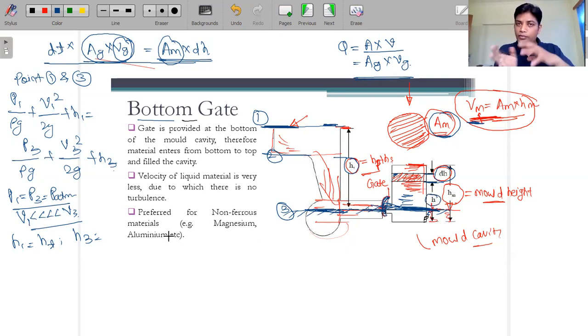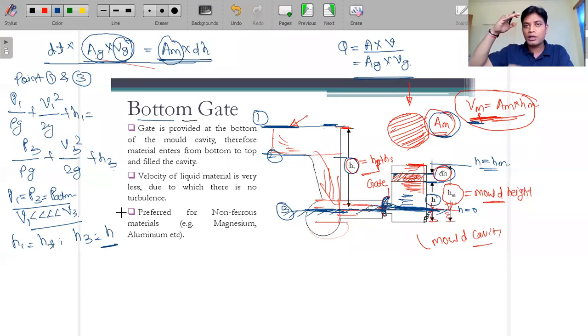So we will consider that H3 will be equal to h. This h can be 0 if there is no material filling, so at this position h will be equal to 0. And if we talk about the maximum value, then h will be equal to hm. So there is no need to worry, this height varies from 0 to hm. If you are initially considering, you can consider it 0. If you are finally considering, up to when the mold cavity is completely filled, at that time you can consider h3. But we have to calculate the total time, so for that we have to consider this h.